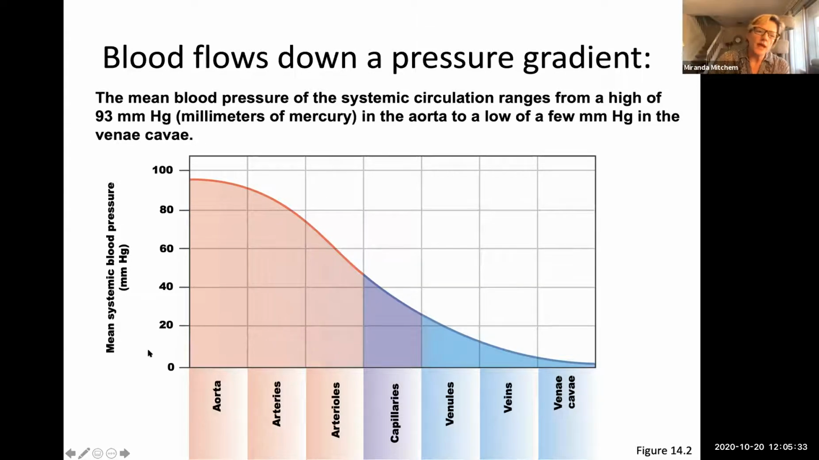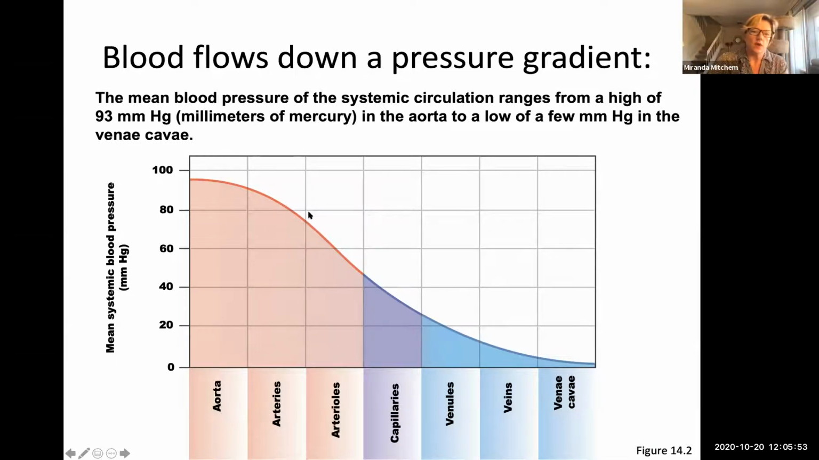So what we're looking at is a graph of the mean systemic blood pressure versus the different types of vessels that we have. And these are ordered in progression of how blood would flow. If you look at one drop of blood flowing from the heart all the way back to the heart, it would go through this pathway.